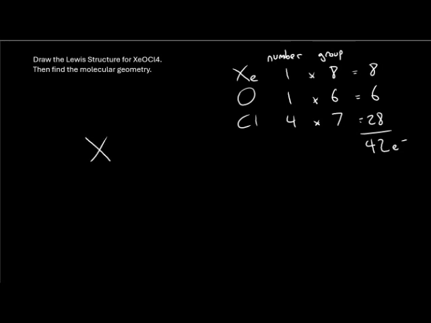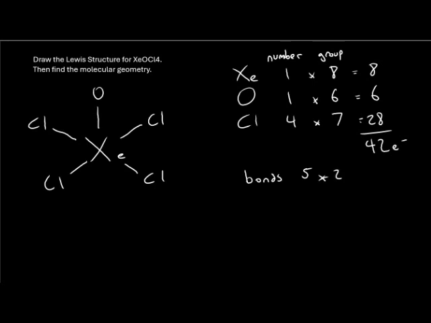Now we'll start with the xenon in the center, connected to 1 oxygen and 4 chlorines. We'll arrange the atoms around the xenon, and then we will draw 1 bond from each atom to the xenon. We've drawn a total of 5 bonds, and each bond contains 2 electrons. Since we're spending 2 electrons to make those bonds, we'll say -2 times 5 bonds gives -10 electrons. 42 subtract 10 gives us 32 electrons remaining.